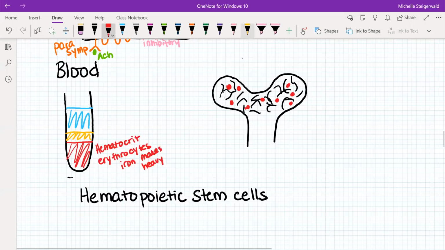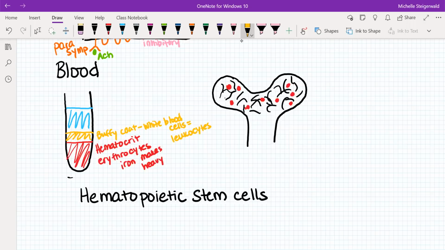The second section here is going to be cells that just don't have iron in them. So they're big, they're cells, they have plenty of machinery and proteins and everything else in them, but without the iron, they're just going to be on top of the hematocrit. So this is what we call buffy coat. That's made of all your other blood cells except your erythrocytes. So this is all white blood cells, or leukocytes, which is the other word for white blood cells.